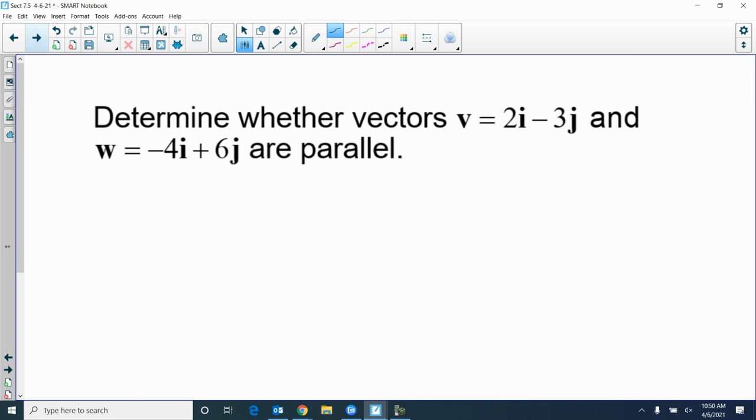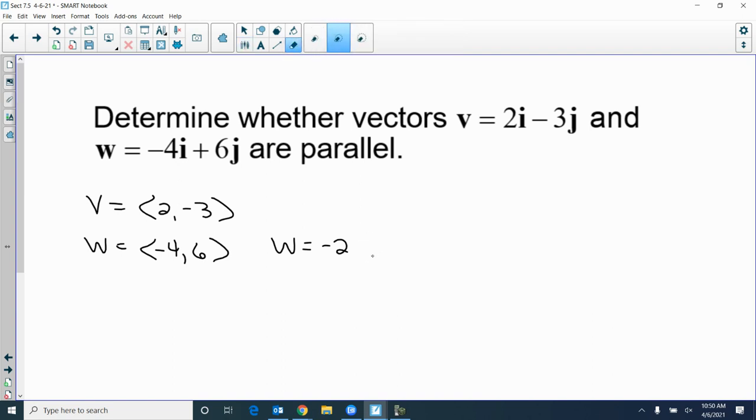Determine whether vectors V, which is 2i minus 3j, and W, which is -4i plus 6j, are parallel. Main thing is, is one a multiple of the other? There are a lot of other avenues you can take, but that's the easiest one. This would be 2, -3, and W is -4, 6. So W is equal to -2 times vector V, and therefore they are parallel.